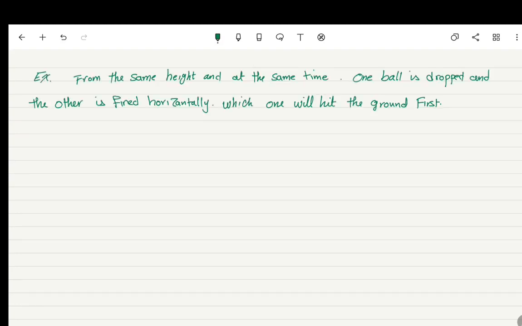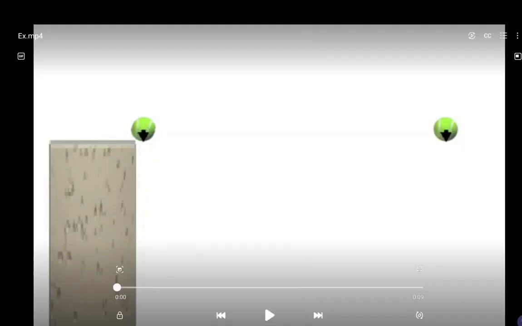Let's have this conceptual example here. From the same height and at the same time, one ball is dropped and the other one is fired horizontally. Which one will hit the ground first? Let's see this model. In this model, this ball is fired horizontally, and this one is just dropped. So let's see what will happen here. As we can see, both balls will reach the ground at the same time because they both have the same acceleration, which in this case is g.